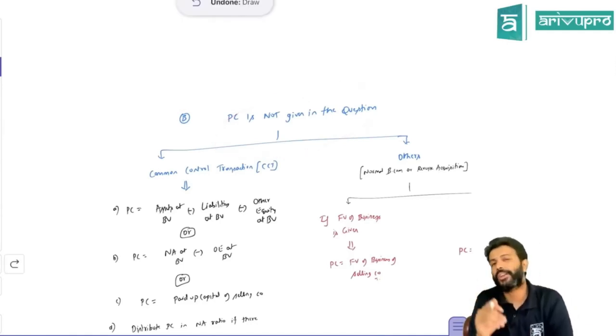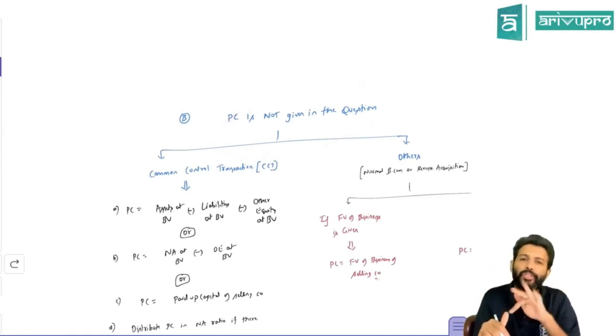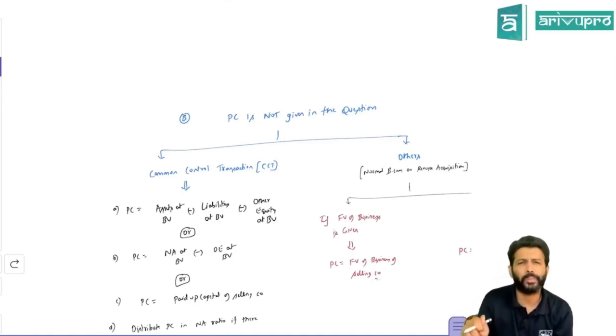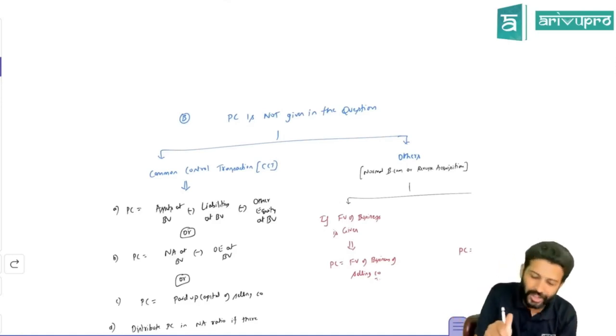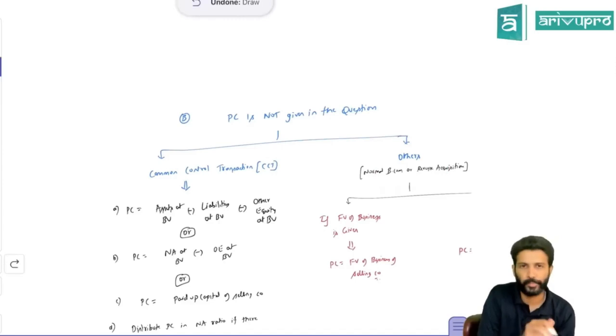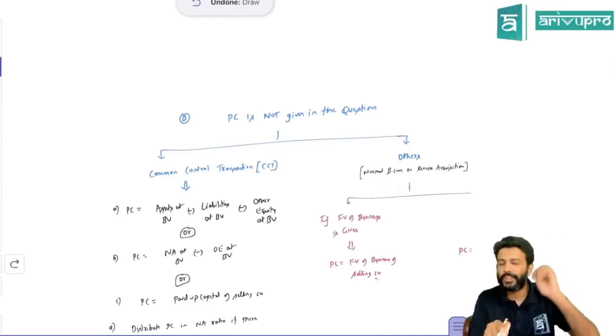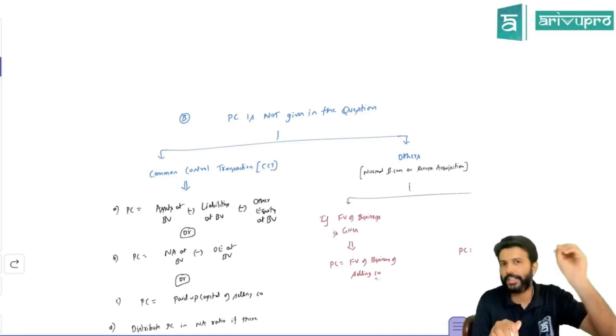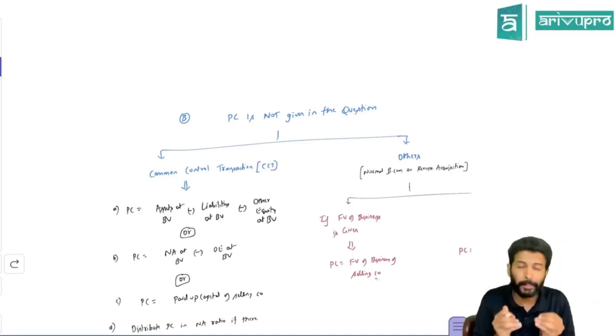So if purchase consideration is not given in the problem, first check whether it's a common control transaction or whether it is a normal transaction. Normal transaction could be not a common control transaction, or there is something called reverse acquisition also. Okay, we'll talk about that in a bit. First check whether it's a common control transaction or others. If it's a common control transaction, then PC you can calculate, or you'll get PC like this.